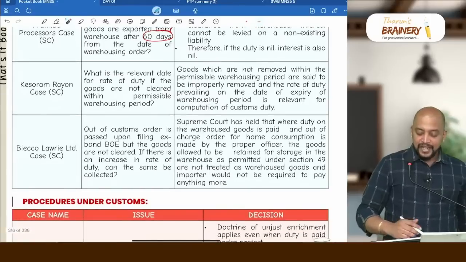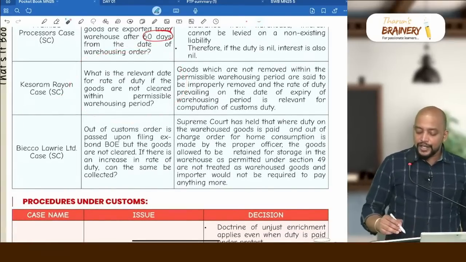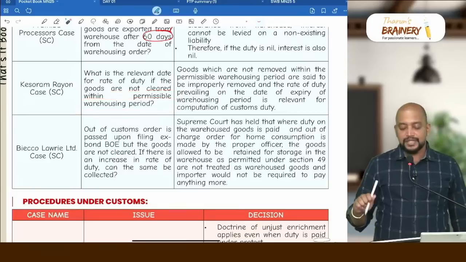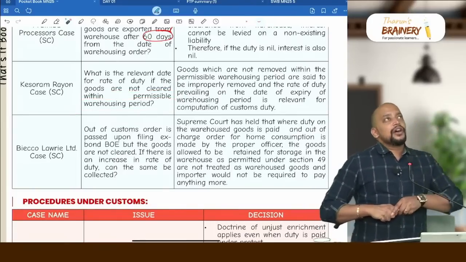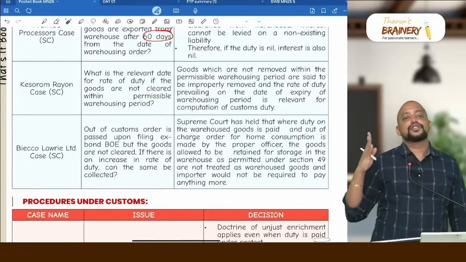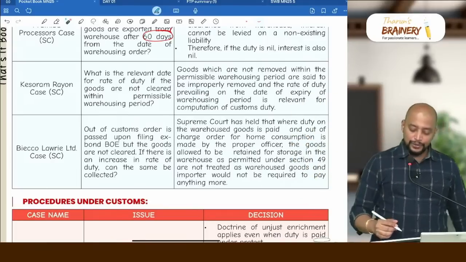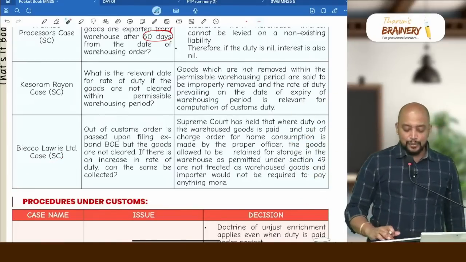Okay. Then Kesoram Rayon case. What is the relevant date of rate of duty if the goods are not cleared within the permissible warehousing period? If goods are not cleared within the permissible warehousing period, on expiry of the warehousing period, whatever is the rate, that should only be taken, but the export bill of entry is irrelevant. Already I told you that.